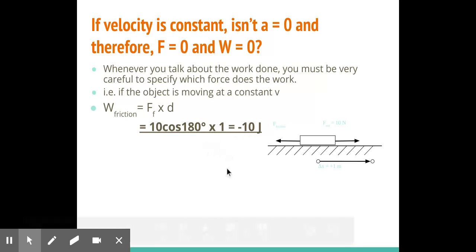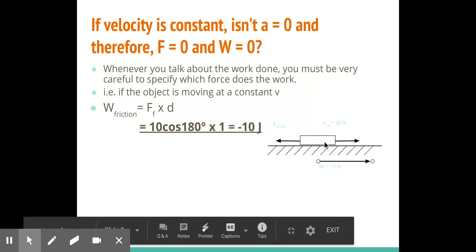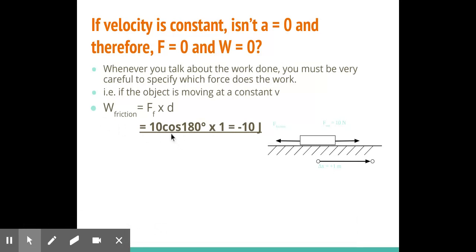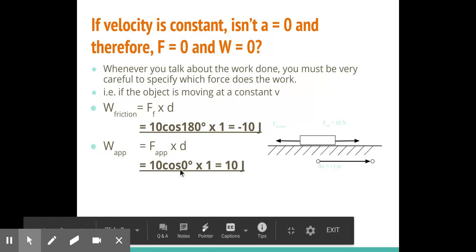So again, it's looking for the amount of joules that's affecting this particular object. Okay, now let's say we wanted to find out what the applied force does. Well, the applied force is still just 10 newtons, in this case cosine of 0 degrees times 10 times the 1. So 10 is the applied force, cosine of 0 degrees, and then times 1 gives you positive 10.